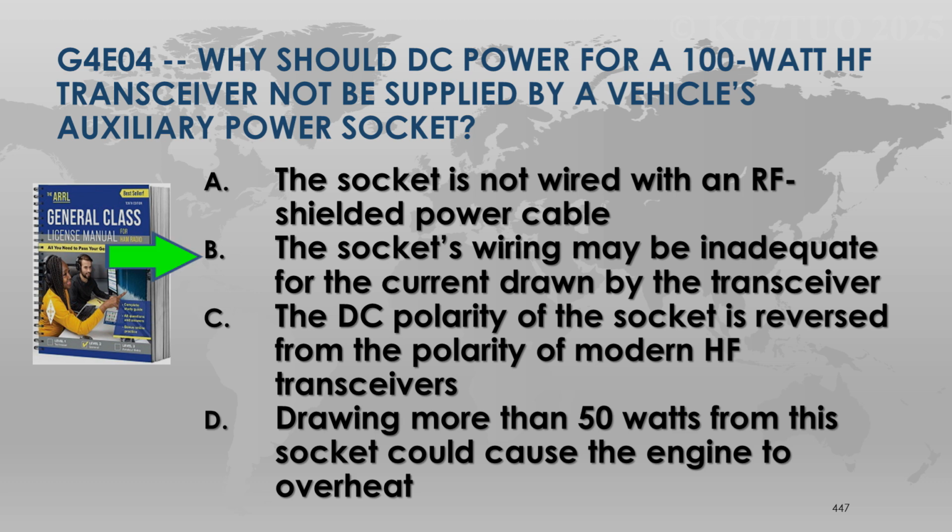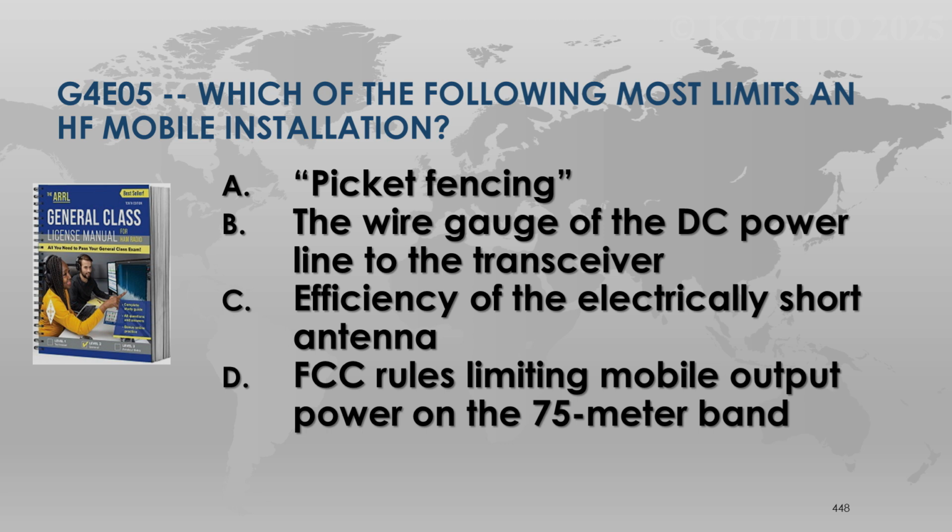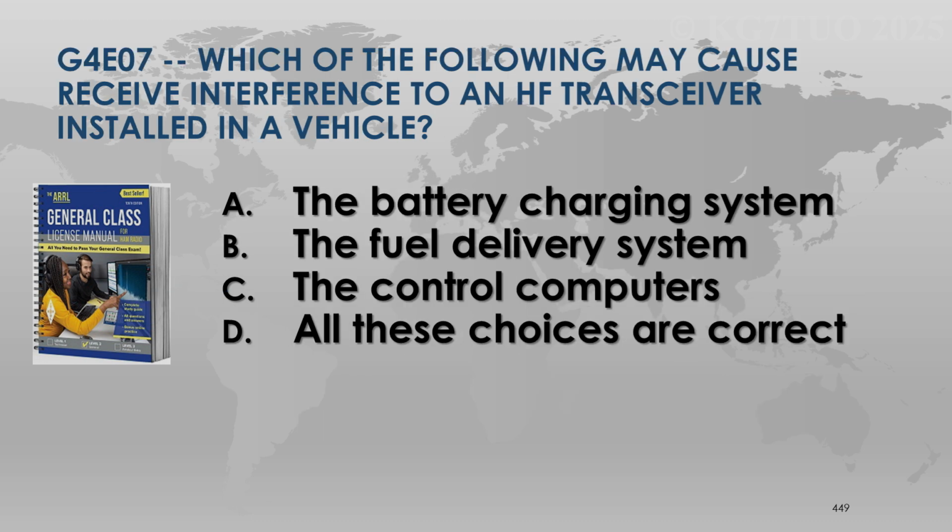Bravo. Which of the following most limits an HF mobile installation? Charlie. It is Charlie. Which of the following may cause receive interference to an HF transceiver installed in a vehicle? Maybe is the operative word. Delta. Yeah. Wiggle word. Any of us may cause it. Modern cars, they're not gonna, but they could.